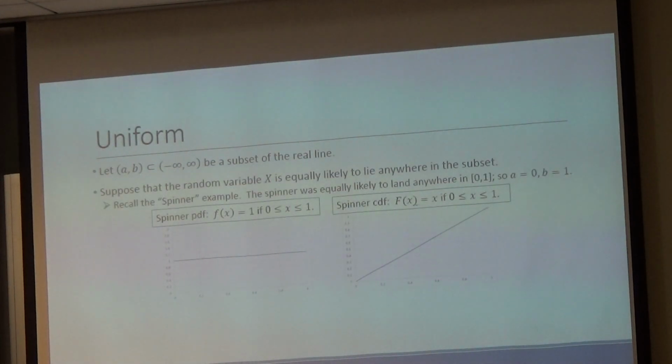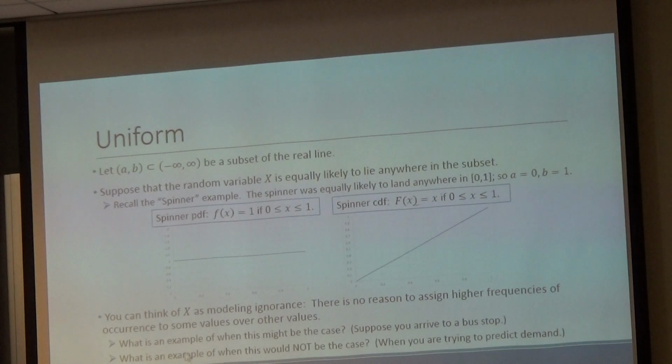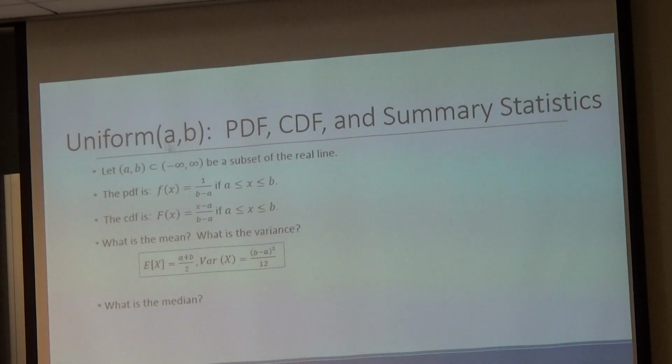Okay, so uniform we've seen, that's RAND in Excel, everything's equally likely. You can kind of think of it as modeling ignorance. You don't know anything, so you're just assigning the same frequency of occurrence to all possible values. It doesn't have to be between 0 and 1. It could be anywhere between A and B. If I say uniform in A and B, that means every value between A and B is equally likely. A is the minimum, B is the maximum. And the PDF is just 1 over B minus A.